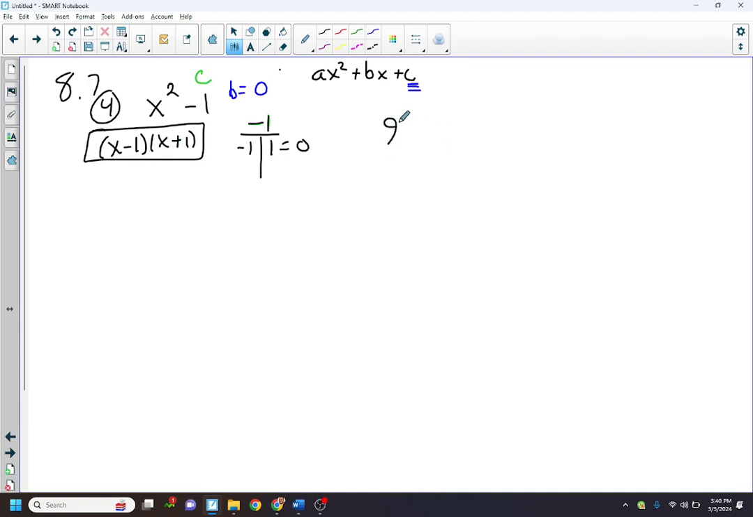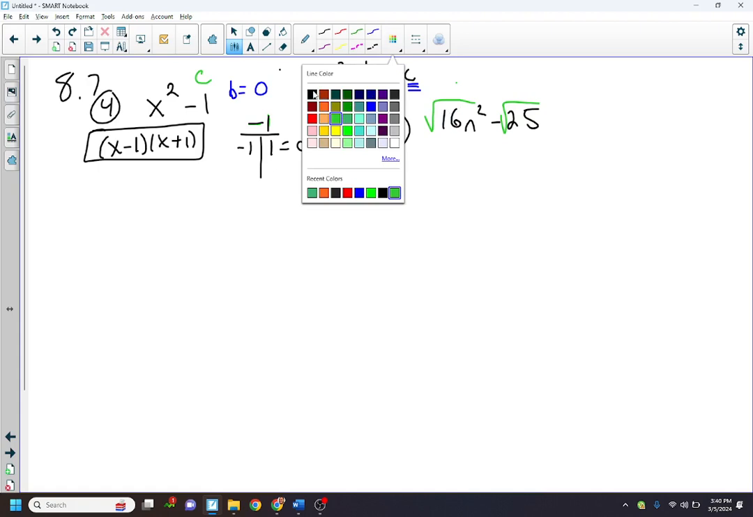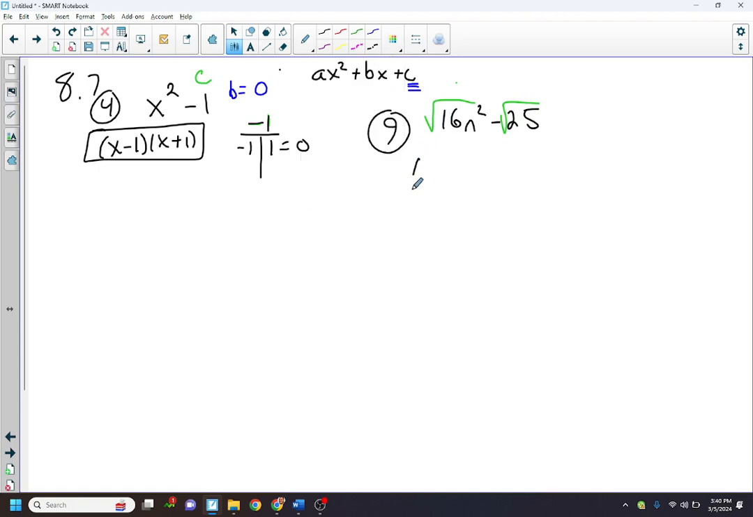Something like number 9, it's going to be 16 n squared minus 25. In this one, I'm going to do the shortcut. The shortcut is I'm going to square root both of them. So I have to do the square root of 16, which is what times what gives you 16? 4 times 4 gives you 16.